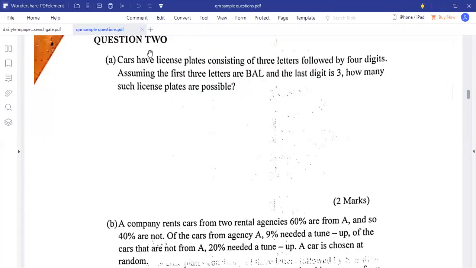I know you already have the solutions, but I want you to understand this on your own and try to do it. Cars have a license plate consisting of 3 letters followed by 4 digits, assuming the first 3 letters are BAL and the last digit is 3. How many of such number plates are possible? So you navigate around that. You've been limited. The last digit must be a 3. And the first 3 letters are BAL. How many ways can we do it? Can we come up with such a number plate? So you can do that.